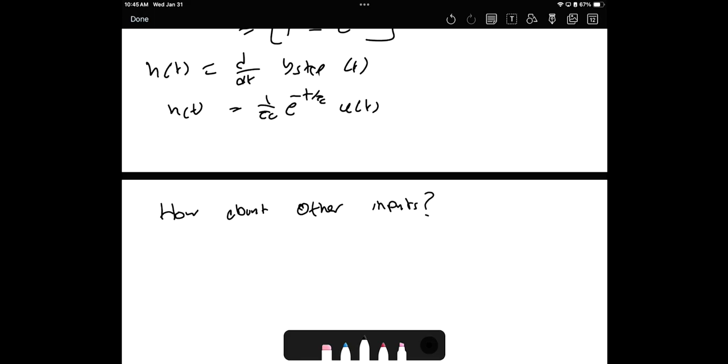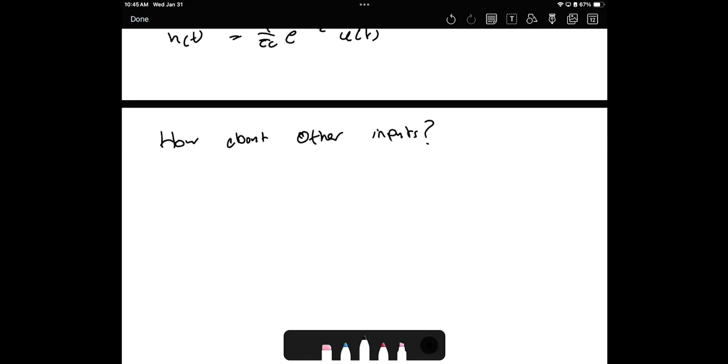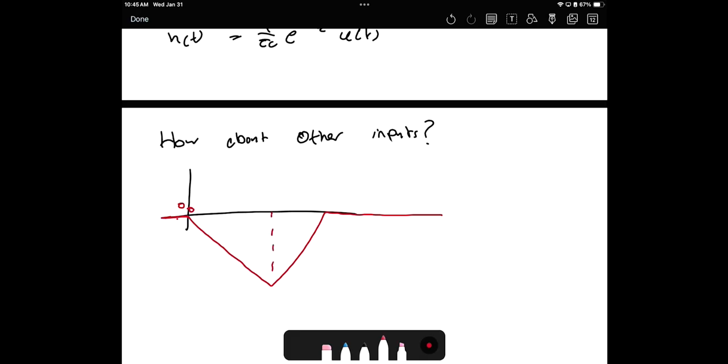For example, let's assume we have this input. Here is 0, here is 2, here is 4, and here is t. This input. Okay, what should I do? How can I deal with this?